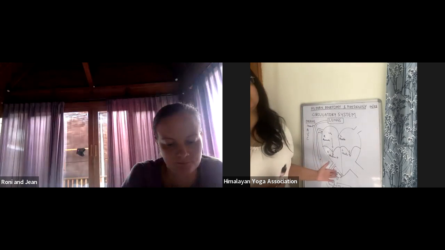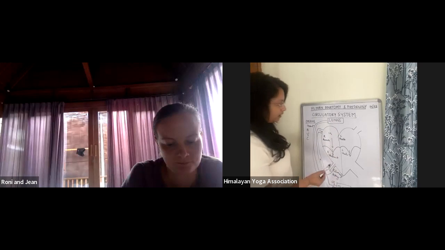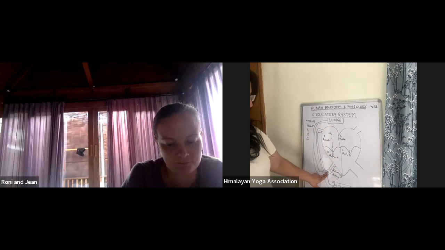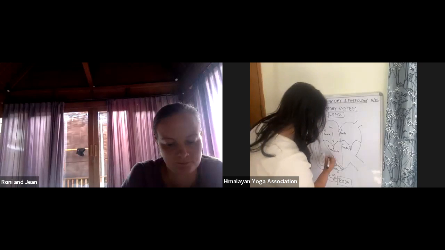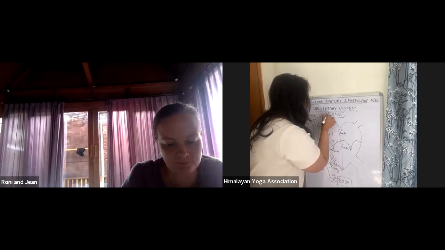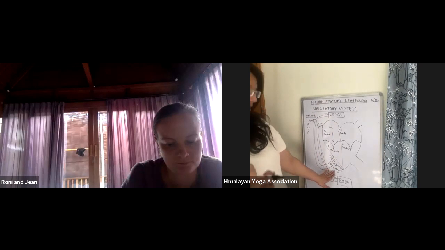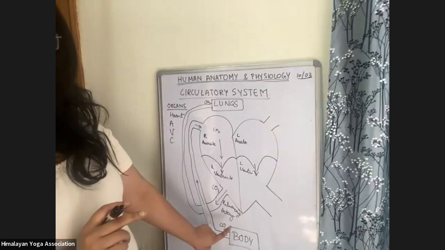Okay, anything related to lung is called pulmonary. Since this artery is taking blood to the lungs, it's called pulmonary artery. Now, tell me, is this oxygenated or deoxygenated blood in this artery? Deoxygenated, yes. So this artery is the only artery that carries deoxygenated blood. All the arteries carry oxygenated blood except pulmonary artery.